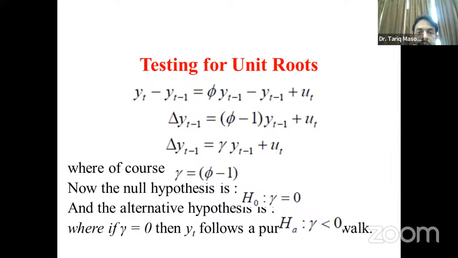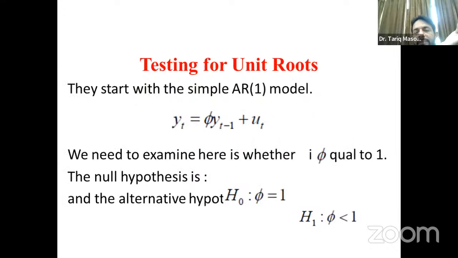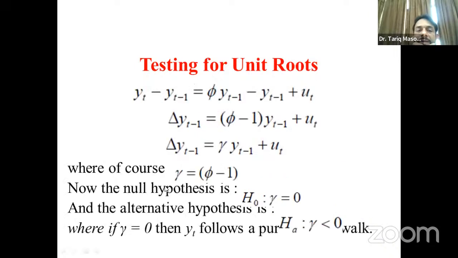But instead of using this equation, we can use a transformed equation. What you have to do is subtract yt minus 1 from both sides, left and right. Ultimately, you will get delta yt is equal to (phi minus 1) yt minus 1 plus ut. Then we can replace phi minus 1 by gamma. So delta yt is equal to gamma times yt minus 1 plus ut, where of course gamma is equal to phi minus 1.